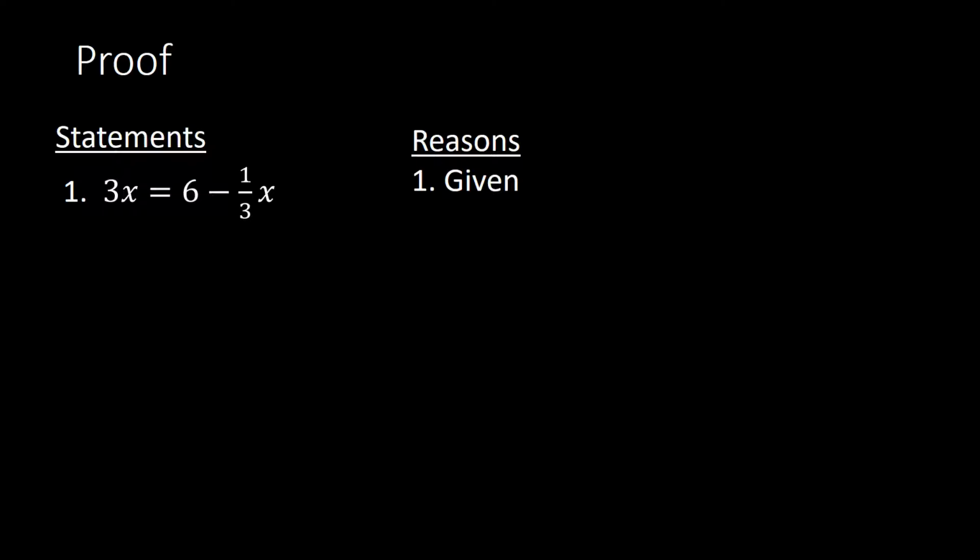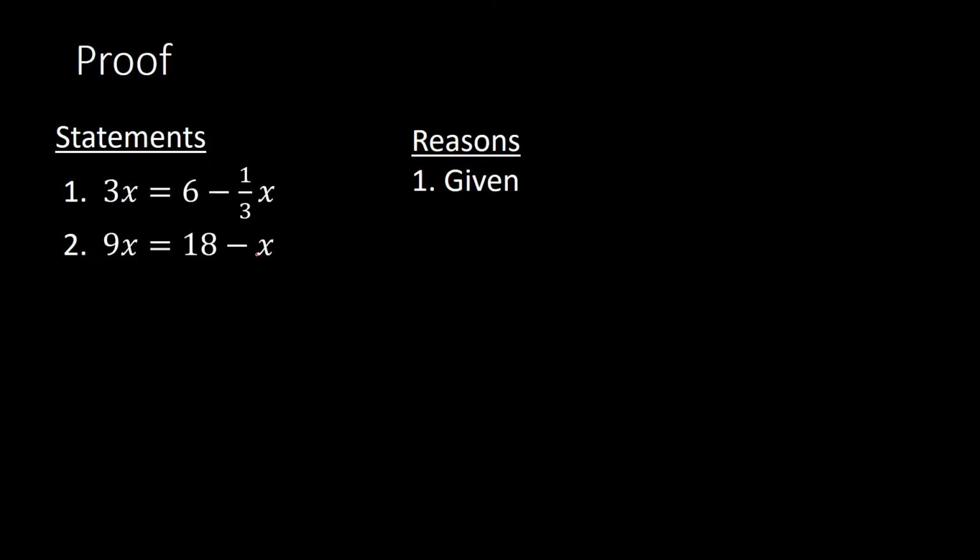So if I multiply everything by 3, I'm going to have 9x, and then 6 times 3 is 18, and then 1/3 times 3, 1/3 of 3 would just be 1. So when I multiply the negative 1/3 by a 3, this now becomes negative 1x. So that would be a good next step. But remember, I need a reason for doing that. I cannot just make a statement without giving a reason. Well, what is the reason?